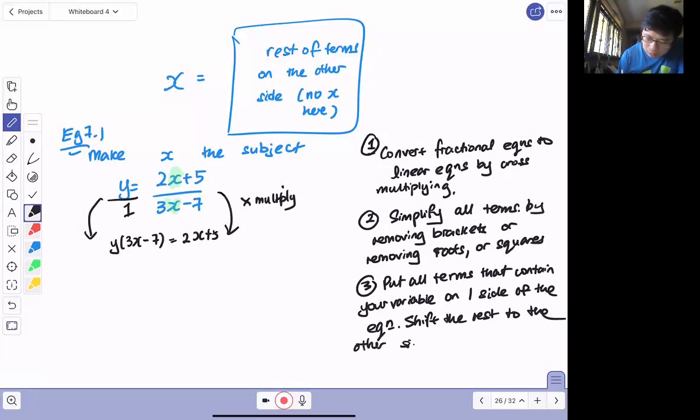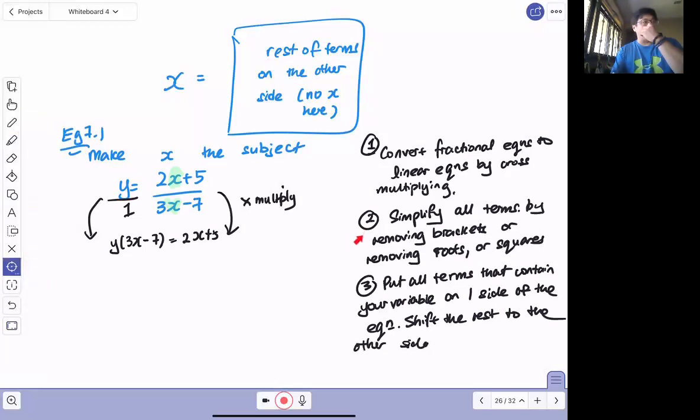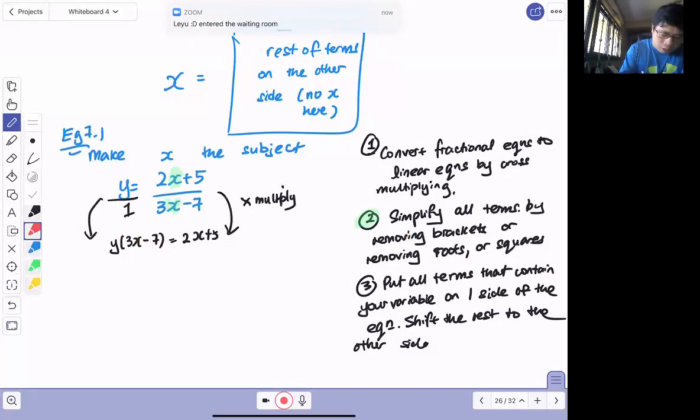Okay, what do I mean? Let me show you how I apply tip number 2 and tip number 3. You can see that first, tip number 2 says we simplify all terms by removing brackets. So this is what I'm going to do. I'm going to remove this bracket. By simplifying, I have 3xy minus 7y equals to 2x plus 5.